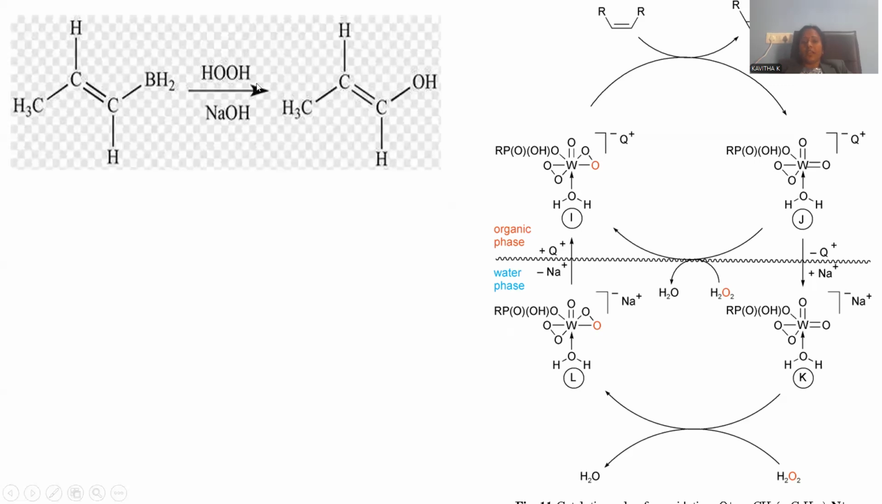That's the reason why hydrogen peroxide will selectively go for the replacement of this BH2 with OH, giving rise to a product of olefinic hydroxide rather than epoxide. This is another typical application of hydrogen peroxide we can observe.